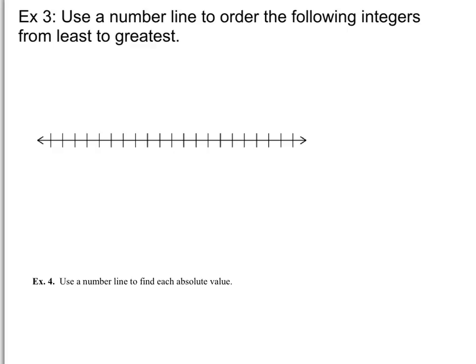Example 3 is asking us to use a number line to order the following integers from least to greatest. We have 8, negative 2, 7, 1, and negative 8. Let's start by numbering our number line. And I'm going to go ahead and skip every 5 spaces. This would be positive 5. That would be positive 10. That would be negative 5 and negative 10.